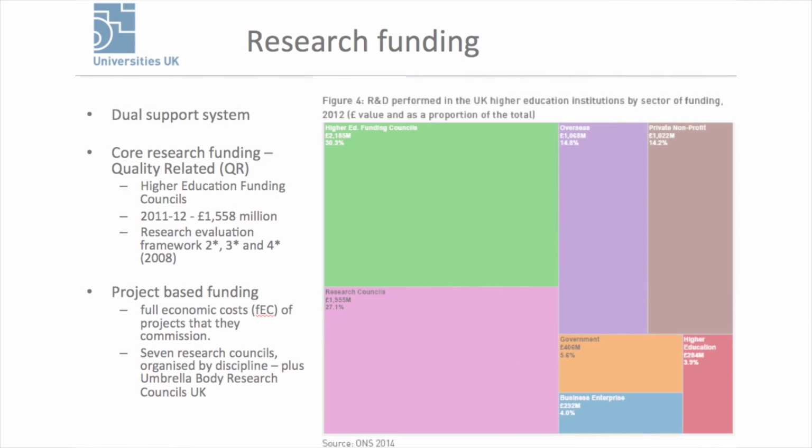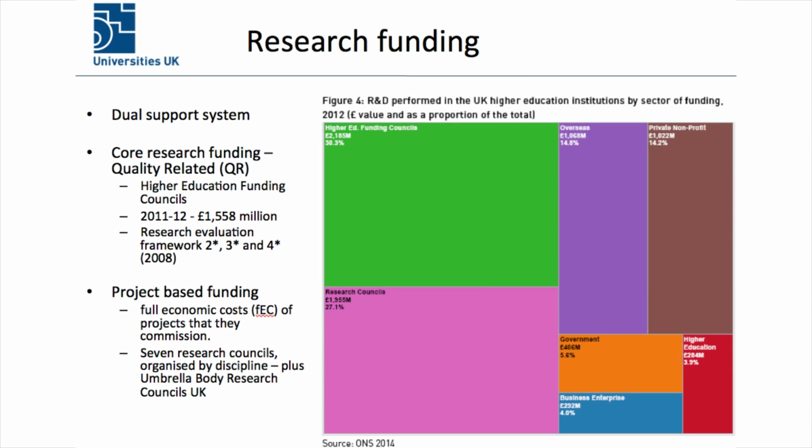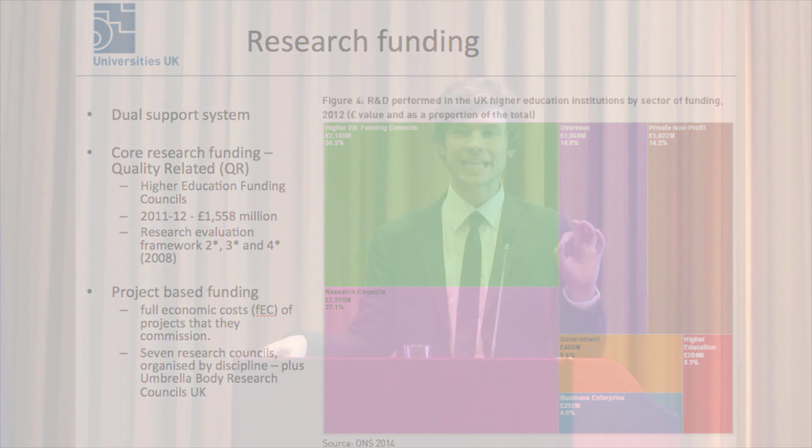Now, this money is administered by what we call a dual support system. One element of this is called the Quality-Related Research Fund. This is a core grant that is allocated to the university by the National Funding Council. This allocation is made on the basis of an assessment of your institution's research outputs, which happens every 5 years. It gets called various different things, but currently it's called the Research Excellence Framework, the REF, or the RAF, they're always changing the name.